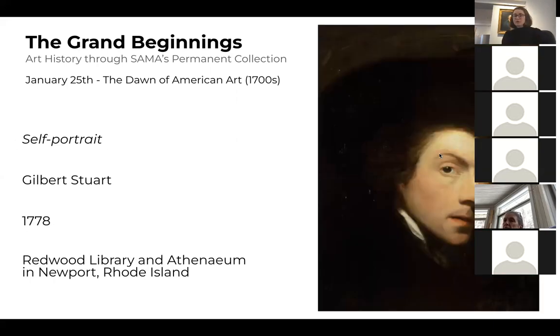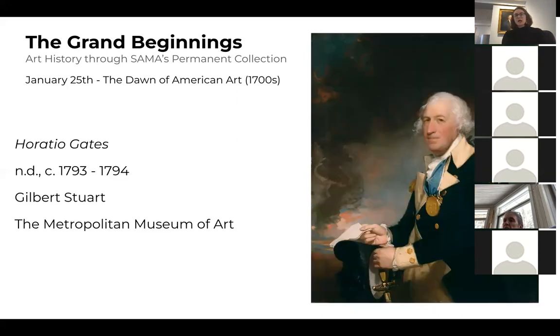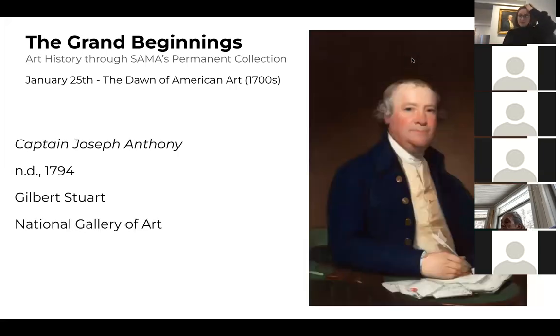So this is a self-portrait, and this was done in 1778, and it's at the Redwood Library in Rhode Island. This was Horatio Gates. Stewart began to paint very well-to-do people after he became much better at it. And as he was painting these individuals, he would get them connected to more and more of their friends. So he painted John Jay, who then connected him with George Washington. And Stewart saw this as a great opportunity to create substantial income.